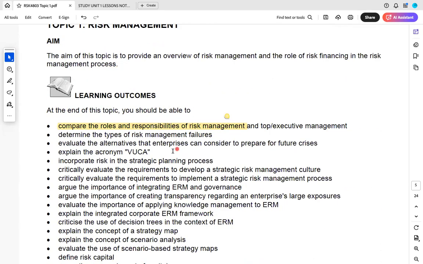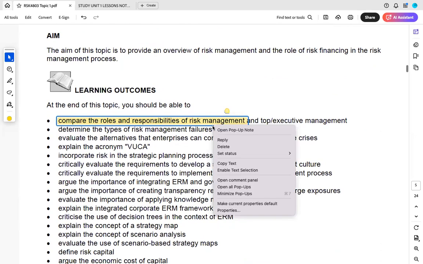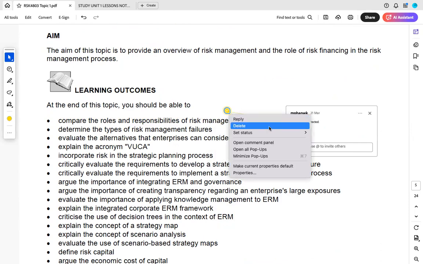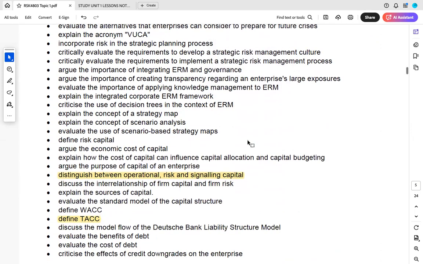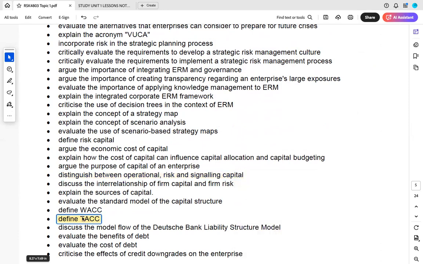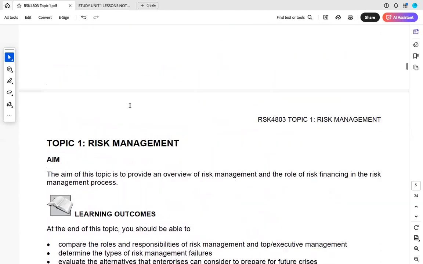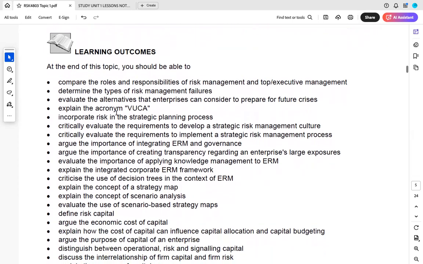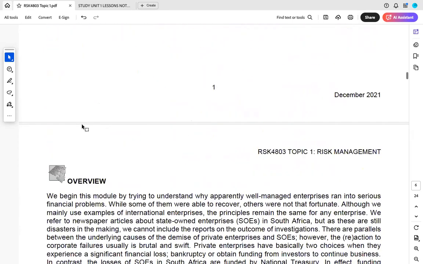So this module is a bit unique in that it doesn't have a study guide, so to say. Instead, you get a number of articles that you need to go through, and those articles essentially focus on the learning outcomes. These are really long articles.